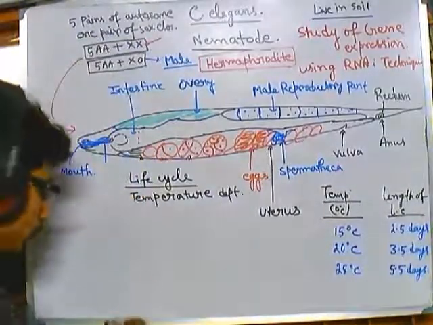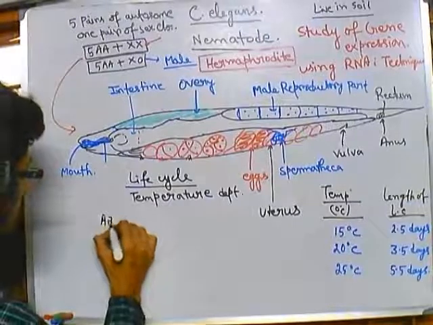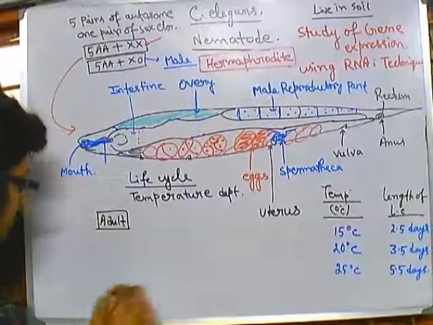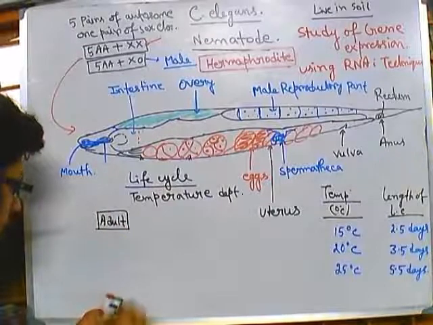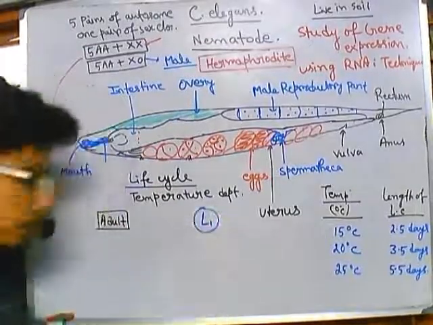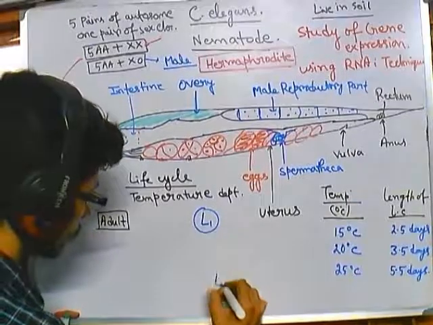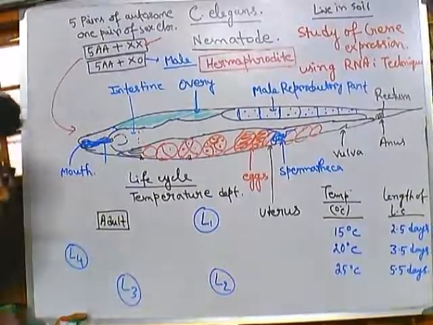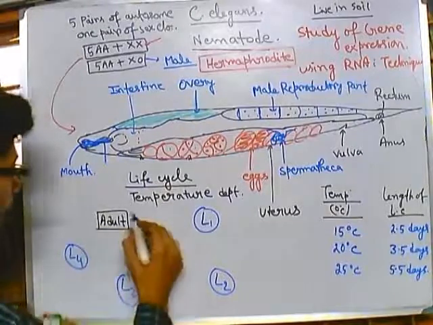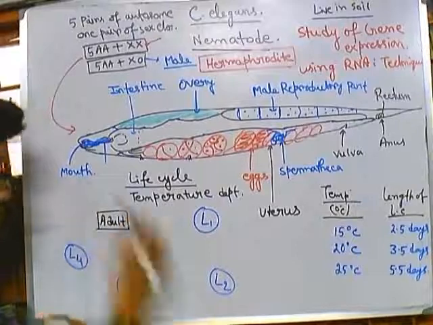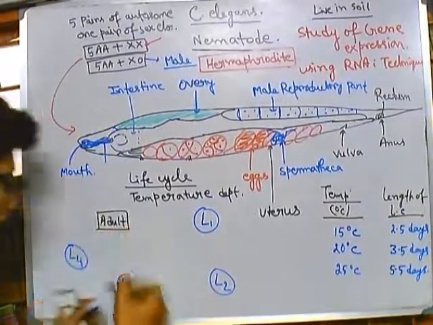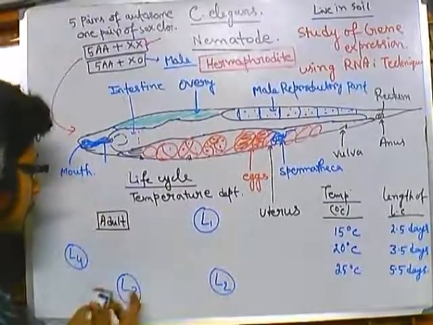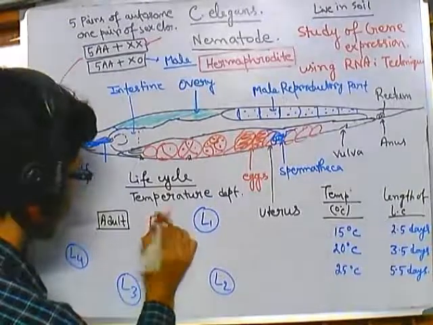So, suppose we have this adult, we need to end up with this adult C. elegans, and they lay the eggs, and from the egg what we get is L1, larva 1, L2, larva 2, L3 and L4. This is the normal line: adult to L1, then L2 to L3, then L3 to L4, then L4 finally comes back to the adult. This process will take some time because the adult will lay eggs, because this intermediate is coming through egg, right?